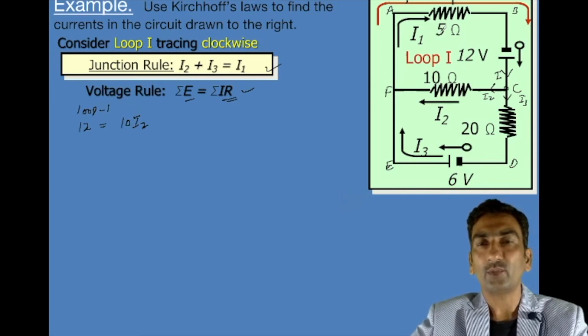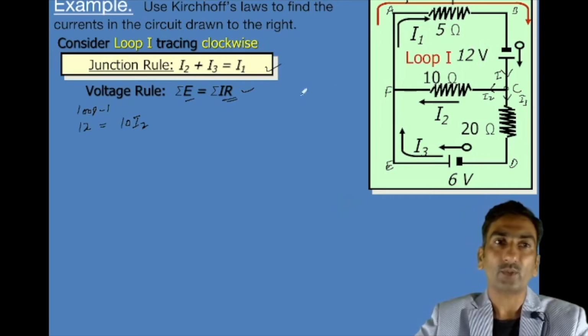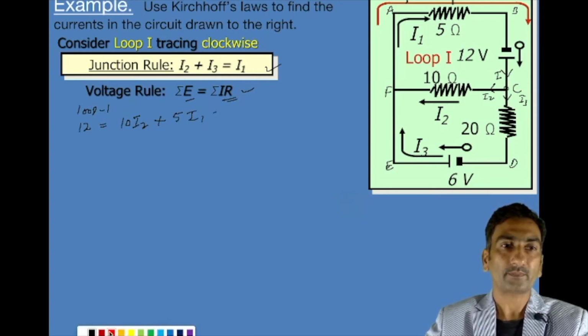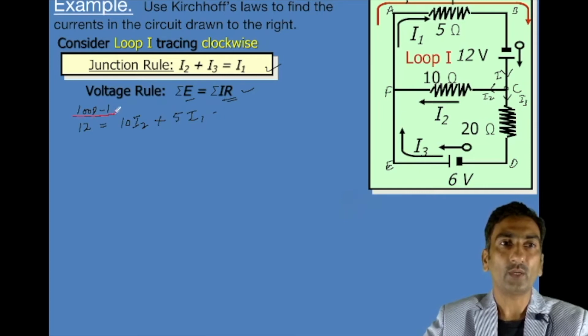Why? Because my tracing direction is clockwise, and the direction of current across the 10 ohm resistor is also clockwise, so I take it as positive. The second resistor is 5 ohm, with current I1, and the tracing direction and the direction of current I1 are the same, so we take this as positive, that is 5 I1. So that would be equation number 1 for loop 1.